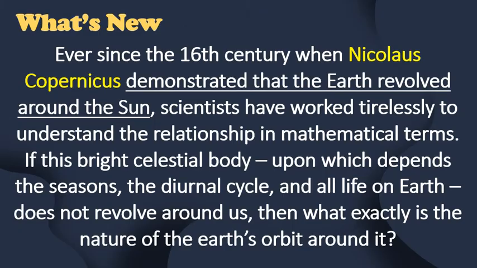What's new? Ever since the 16th century, when Nicholas Copernicus demonstrated that the Earth revolved around the Sun, scientists have worked tirelessly to understand the relationship in mathematical terms. If this bright celestial body, upon which depends the season, the diurnal cycle, and all life on Earth, does not revolve around us, then what exactly is the nature of the Earth's orbit around it?